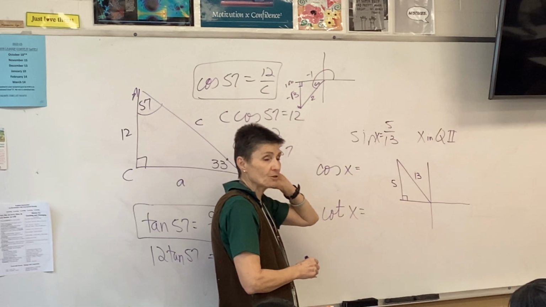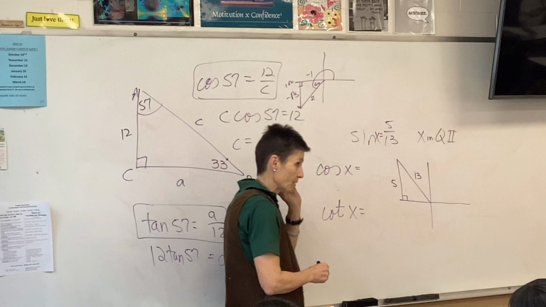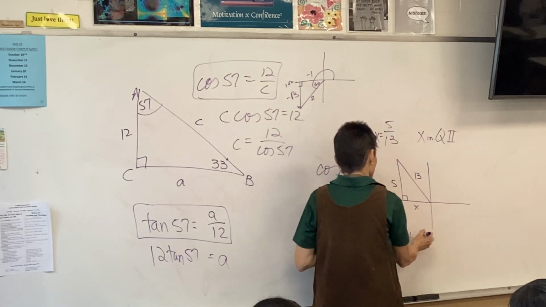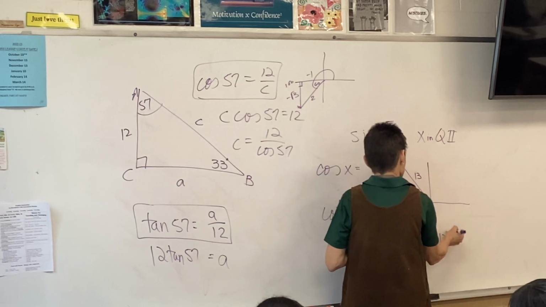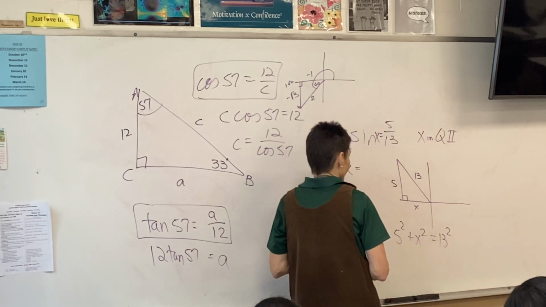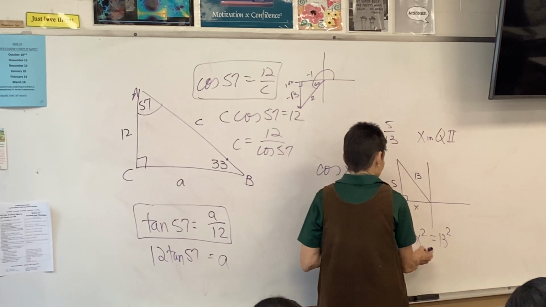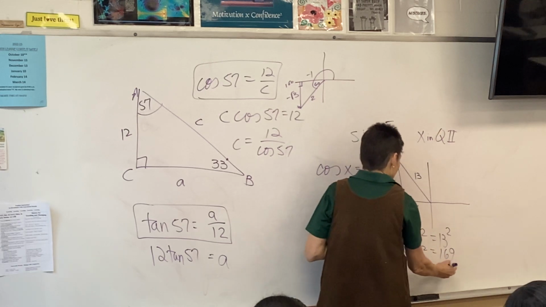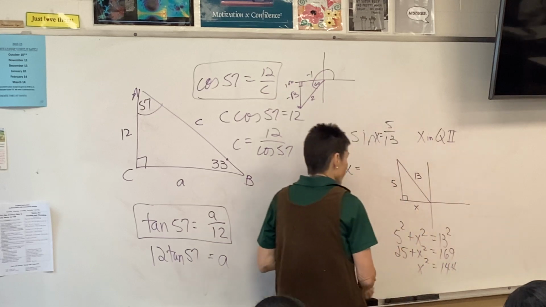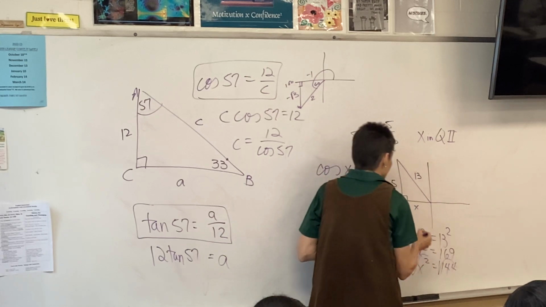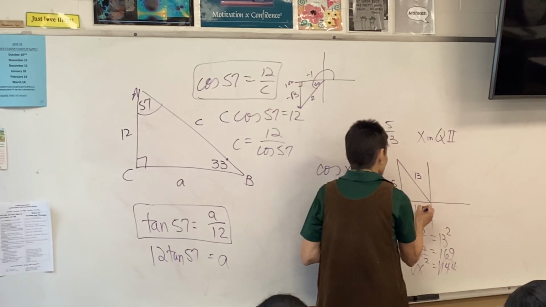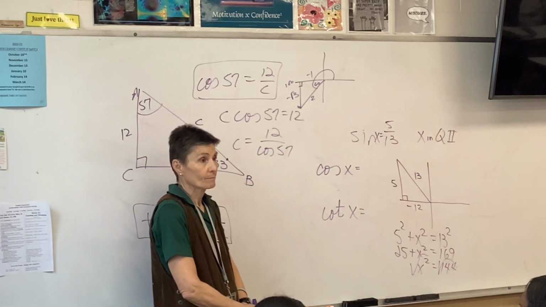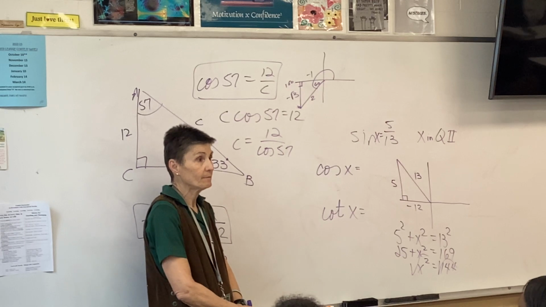So what do we need to do? Pythagorean theorem. So call this x. 5 squared plus x squared equals 13 squared. So 25 plus x squared is 169. X squared is 144. So what's x? 12. And actually it would have to be negative because of the quadrant that it's in.